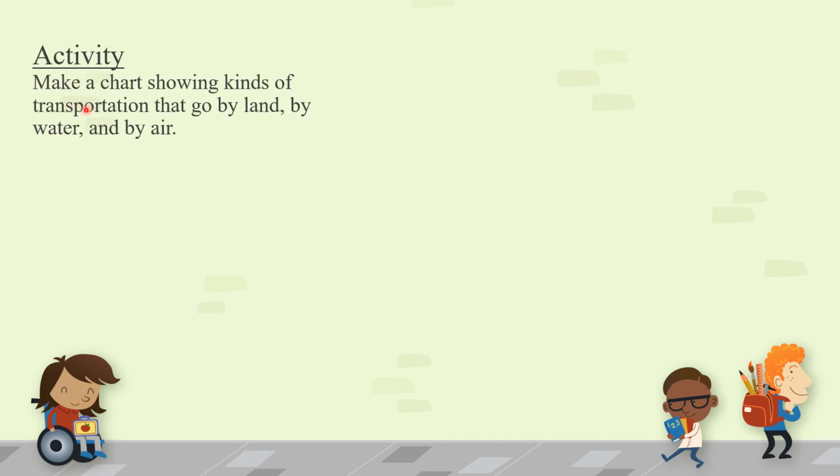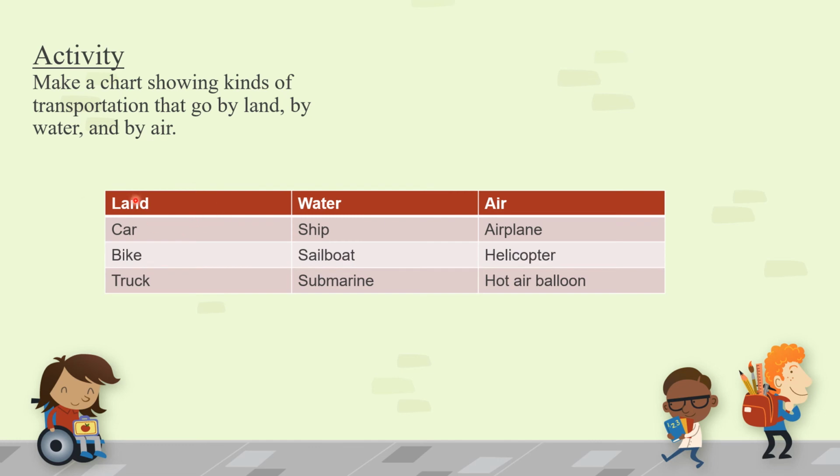Activity: make a chart showing kinds of transportation that go by land, by water, and by air. By land: car, bike, truck. By water: ship, sailboat, submarine. By air: airplane, helicopter, hot air balloon. Can you think of more kinds of transportation that can be added to this list?